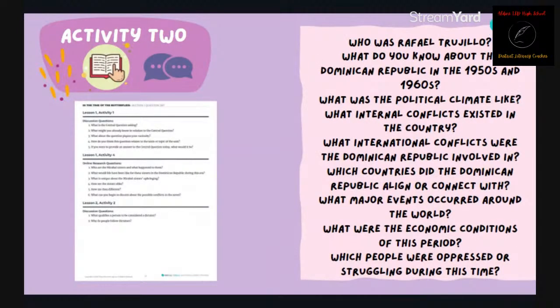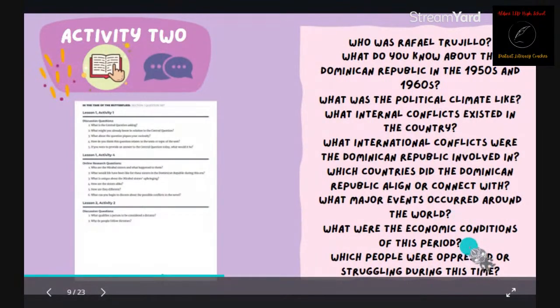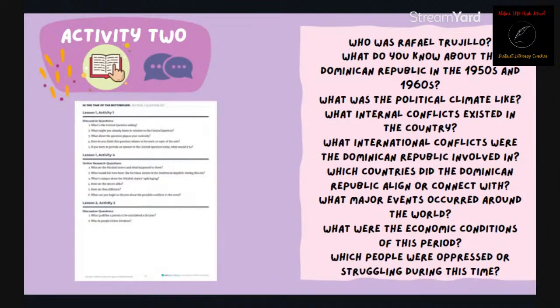For the next activity, students work either with a partner or in small groups, discussing what they already know based on their answers to the questions on the Section 1 question set. In addition, they use the questions on the screen to discuss what they already know about the Dominican Republic during the Trujillo regime. If they have access to the internet, they can look online for additional information about the Dominican Republic.